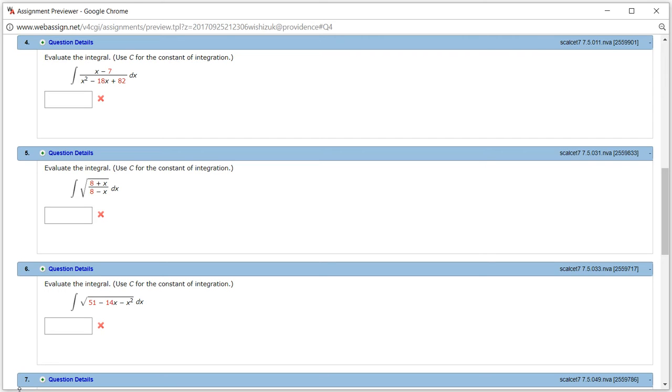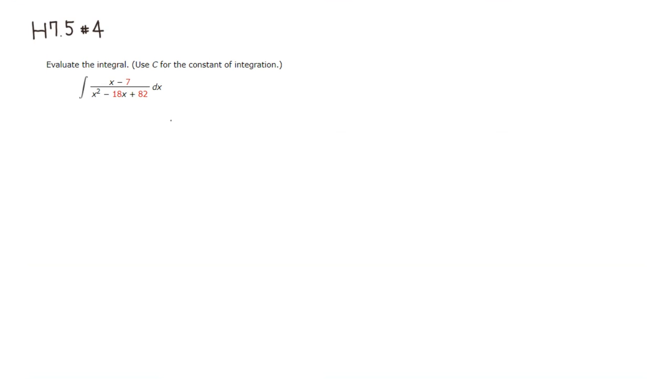All right, let's look at homework 7.5, problem number 4. So let's do this. I'm going to do this slightly different from the lecture today. First, I'm going to complete the square.